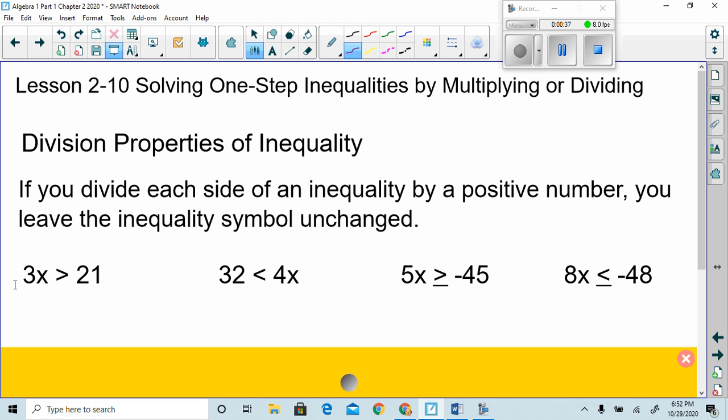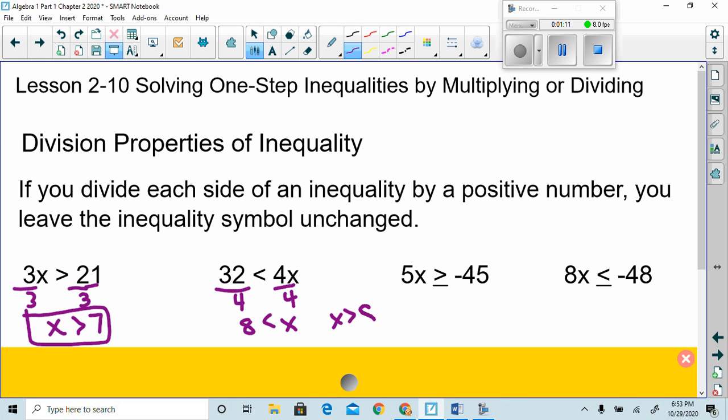3x is greater than 21. Let's divide both sides by 3. I get a solution of x is greater than 7. Again, I didn't change the inequality symbol. In this second one, now this one's slightly different because the variable is on the right. I am going to divide. And the only reason why I'm changing anything here is because the variable's on the right, and we always want to start with the variable, so we'll get x is greater than 8.